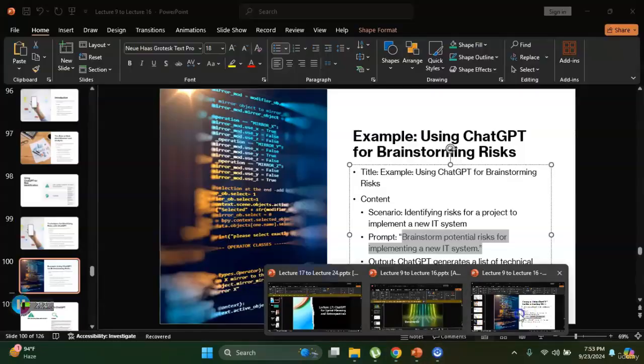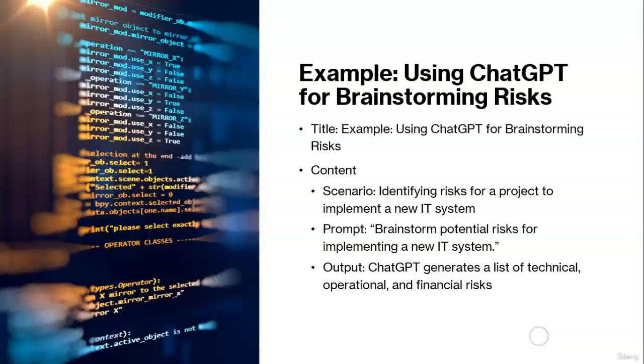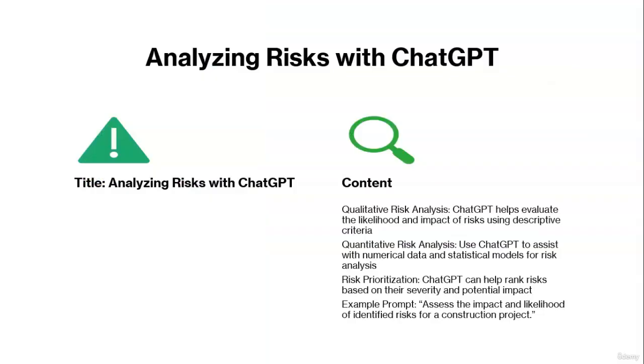Let's continue our discussion here. Analyzing risk with ChatGPT. Once risks are identified, the next step is to analyze them. ChatGPT can assist with both qualitative and quantitative risk analysis. First, qualitative risk analysis. ChatGPT helps evaluate the likelihood and impact of risk using descriptive criteria.